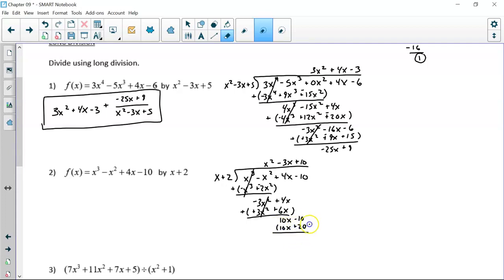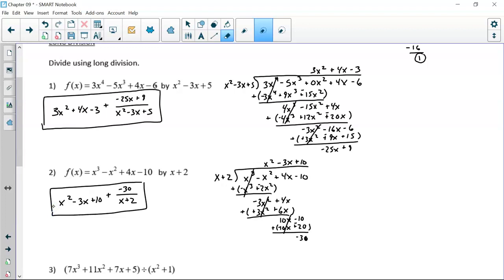With long division, we subtract the entire polynomial, so change every single sign. When I add up the x's, they cancel. Negative 10 plus negative 20 is negative 30. There's nothing else to bring down. That negative 30 is my remainder. So my answer here, my quotient, x squared minus 3x plus 10 plus my remainder, plus the negative 30 over x plus 2. We're adding that remainder over our divisor of x plus 2.